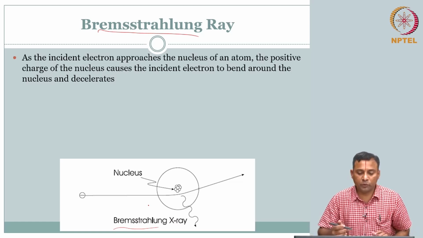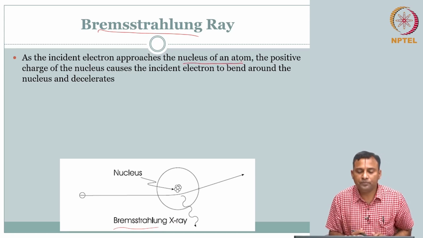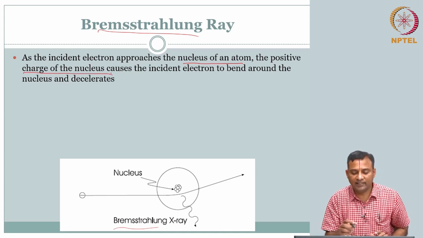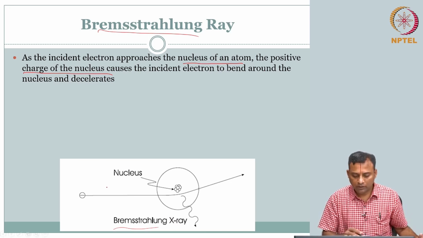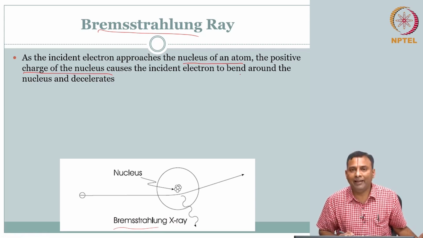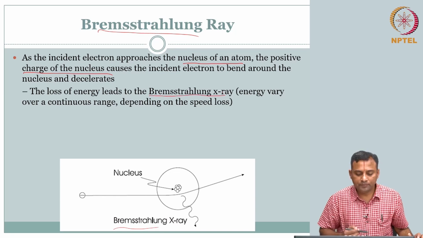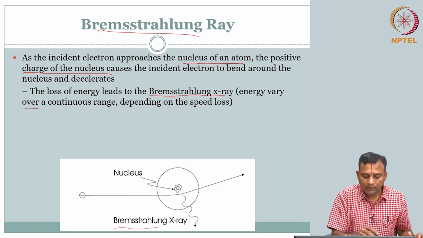Okay. So let us just put it: as an incident electron approaches the nucleus of an atom, the positive charge of the nucleus, that is the attraction here, tries to bend it around the nucleus and it decelerates. Decelerates means slows it down. So the picture that you see here captures the meaning nicely. The loss of energy leads to Bremsstrahlung. Like I mentioned, the important aspect is that it is a continuous range.